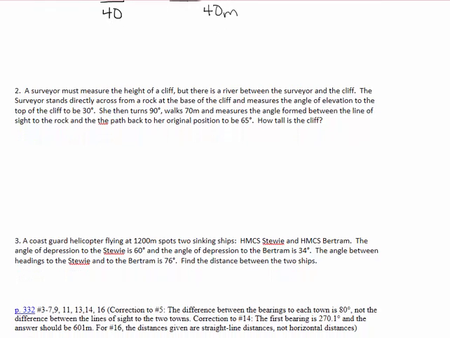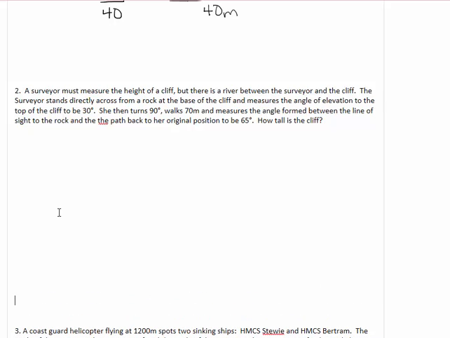Let's look at example number 2 here. The surveyor must measure the height of a cliff, but there is a river between the surveyor and the cliff. The surveyor stands directly across from a rock at the base of the cliff and measures the angle of elevation to the top of the cliff to be 30 degrees. She then turns 90 degrees and walks 70 meters and measures the angle formed between the line of sight to the rock and the path back to her original position to be 65 degrees. It's always good to go through the whole question like I did there and then go back and start to break it apart for the important parts.